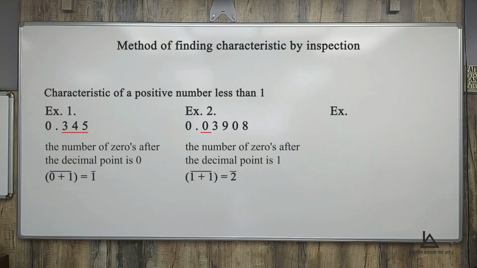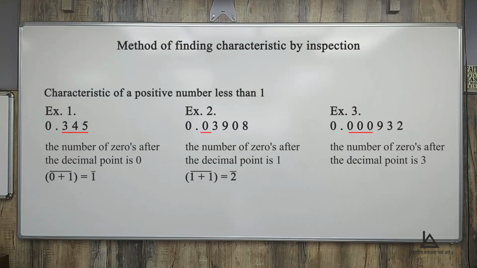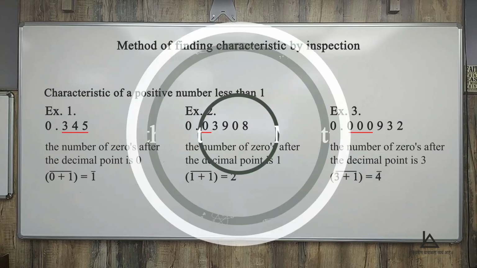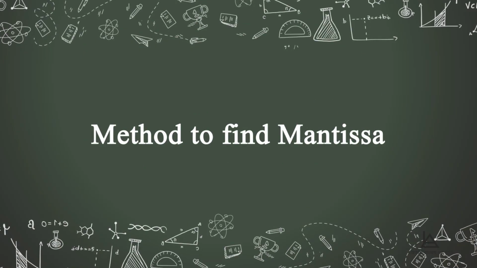Let's take one more example. 0.000932. The number of zeros after the decimal point is 3, and therefore the characteristic is 3 plus 1 bar, which is equal to bar 4. Thus the characteristic can be found using inspection.